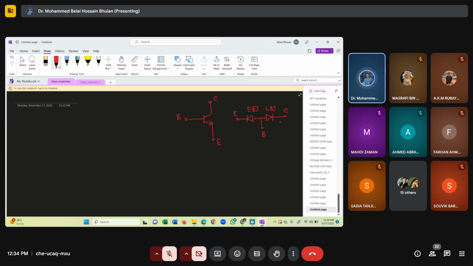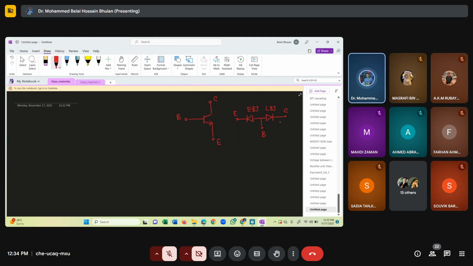We can do it four ways. We can make emitter to base junction forward biased and also collector to base junction forward biased. That is one possibility, which we learned is called saturation region. And then if we make emitter to base junction reverse biased and collector to base junction reverse biased, that is also another possibility, which we called the cutoff region.